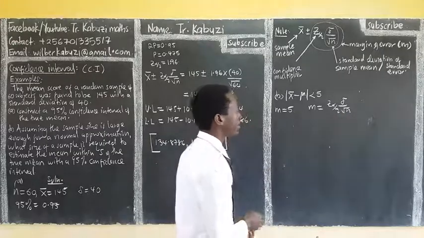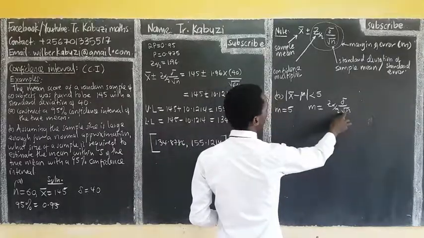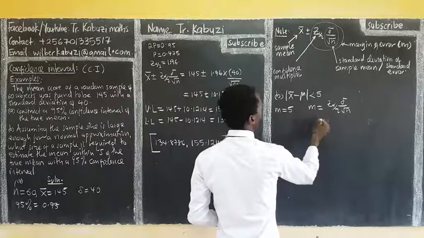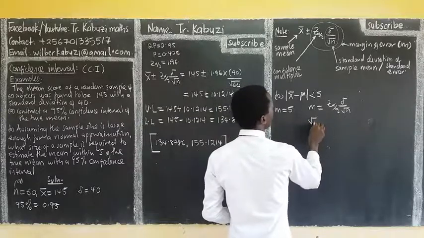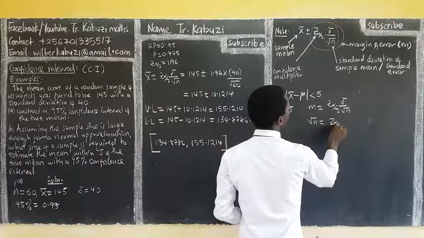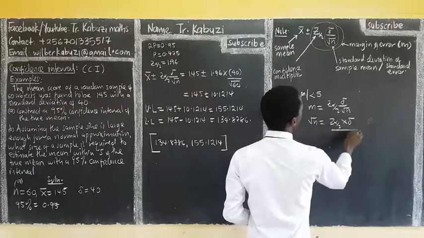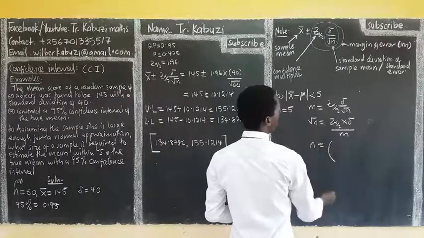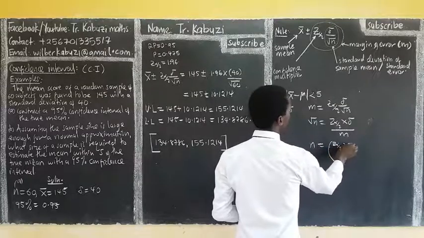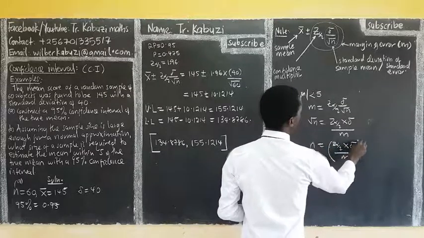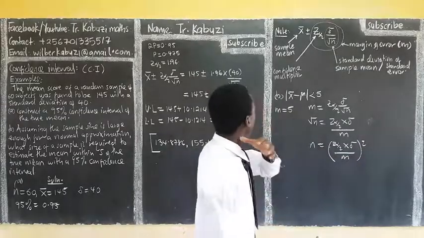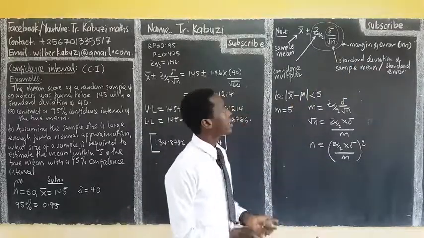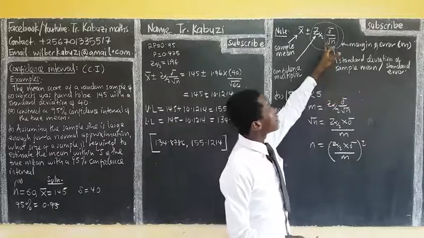So we can make n the subject. How do you make this the subject? If we cross multiply, we have root n equal to z alpha over 2 times sigma over m. So that n will be equal to, I square both sides, z alpha over 2 times sigma over m, all squared. So whenever they talk about the margin of error, if they say something within, this is how you get the margin of error. The standard error is different. The standard error is just this.